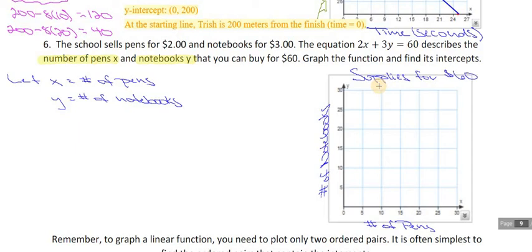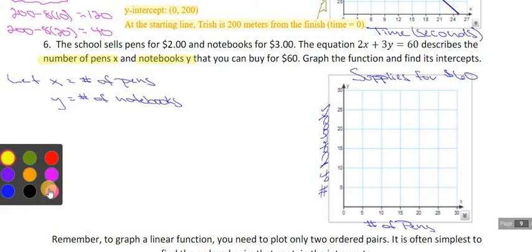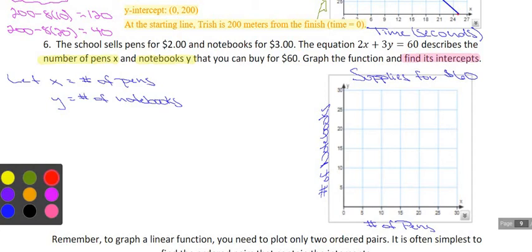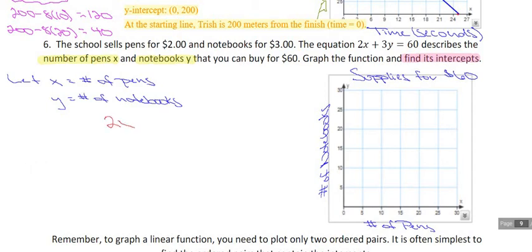Now, here's a little tip. Technically speaking, in order to make a line, you only need 2 points. Now, due to the fact that it's literally telling us to find its intercepts, if I find the x-intercept, that's 1 point, and the y-intercept, that's a 2nd point, technically I have my 2 points in order to graph my line. So let's do it. So I'm going to write my function, 2x plus 3y equals 60.